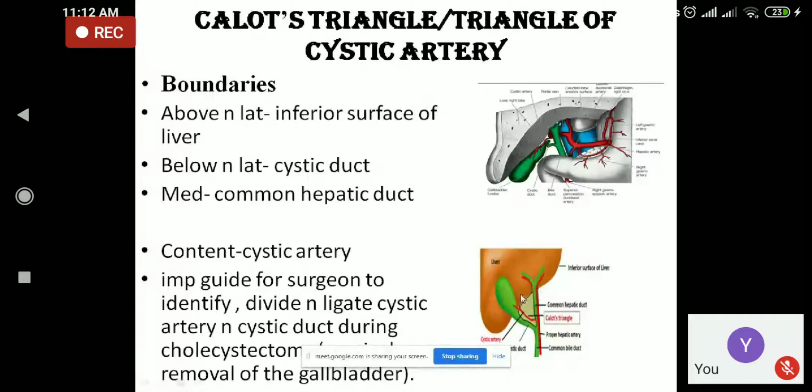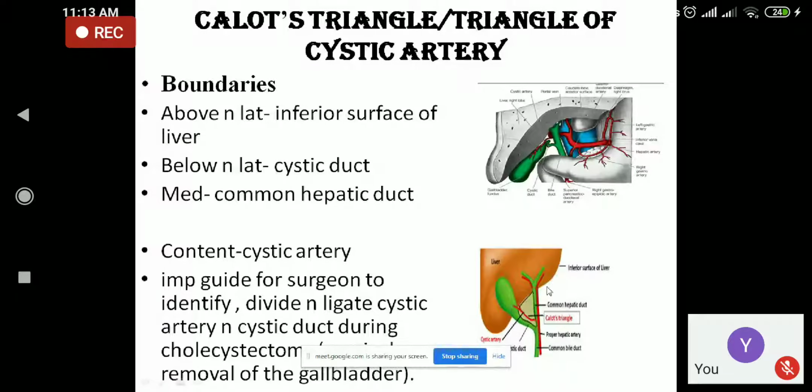Please write it down. If you have a pencil or copy, whatever, pen, you write it down. Just above and laterally by the inferior surface of liver, below and laterally by the cystic duct. Look at it, this is the cystic duct. Here also you can see the inferior surface of liver, this is the cystic duct, and medially by the common hepatic duct. So what is the content of Calot's triangle? Look at here, this is the cystic artery. So the content of this is the cystic artery.